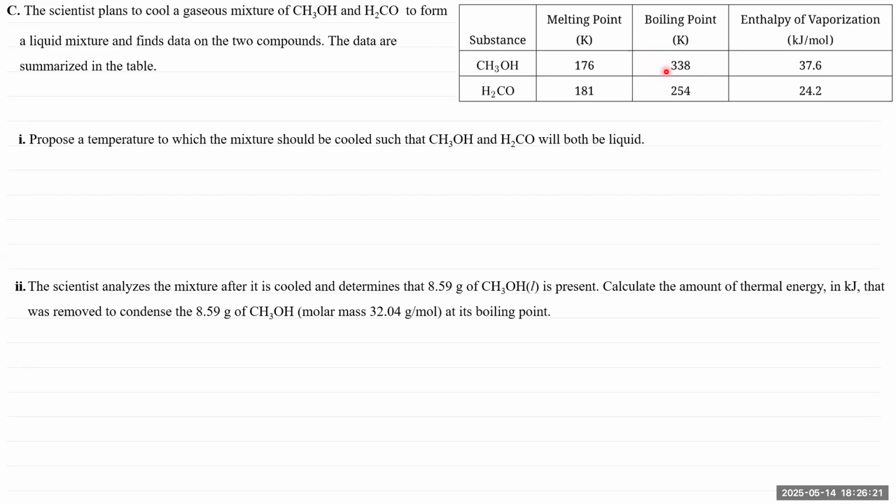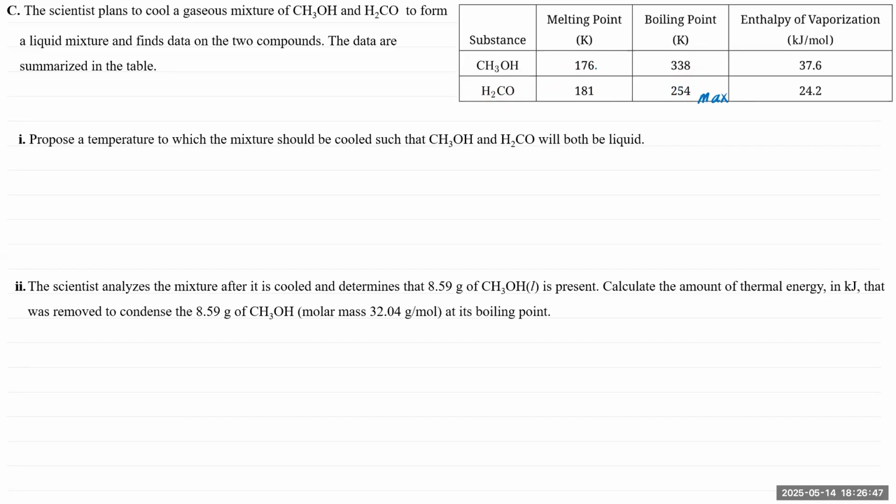But at the same time, you also want it to go under 254, because at 338, your formaldehyde is going to be boiled off already. So here, let me go back and start writing in here. So you want this to be the maximum temperature over here, because you don't want to go past 254, because at which point the formaldehyde is going to vaporize, right?